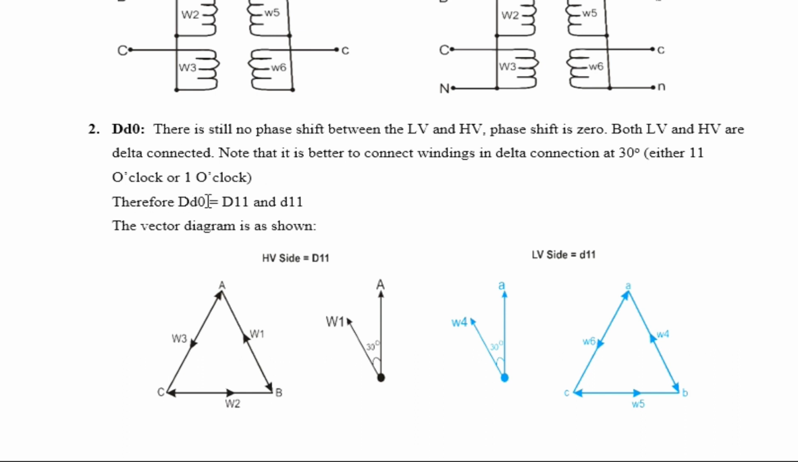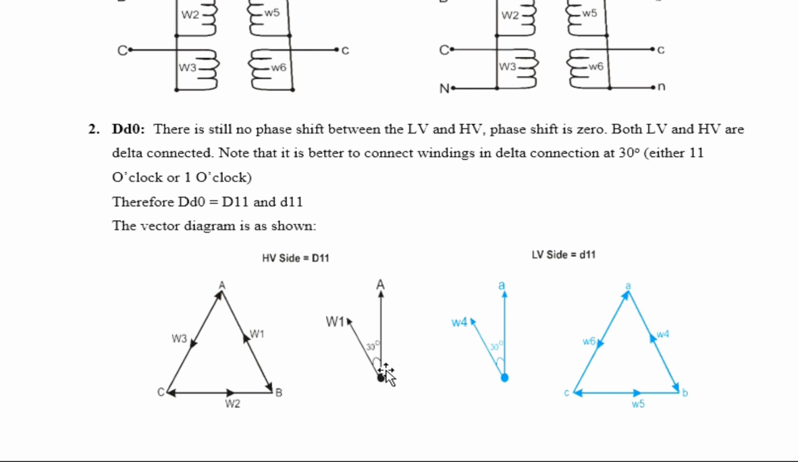So you can see that we have converted DD0 to capital D11 and small d11. That means our high voltage side is on 11 o'clock, our low voltage side is on 11 o'clock, then the shift difference is 0. We've drawn the delta connection before. This is the delta connection.